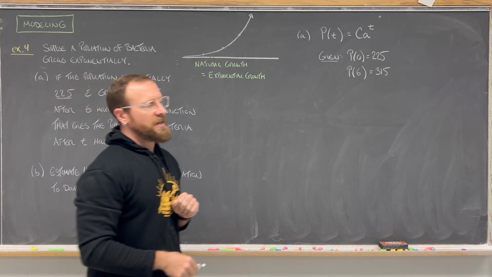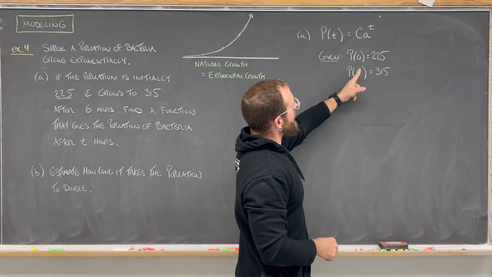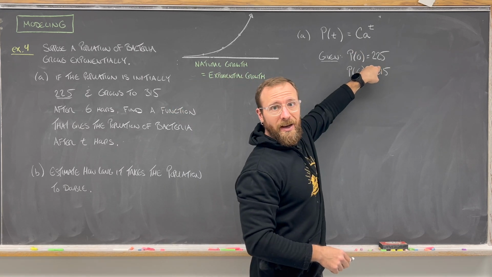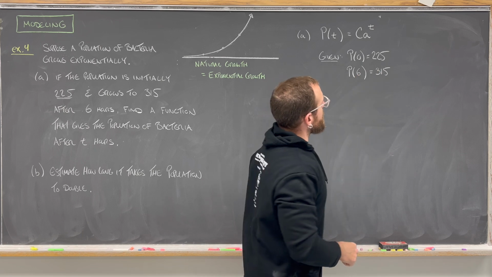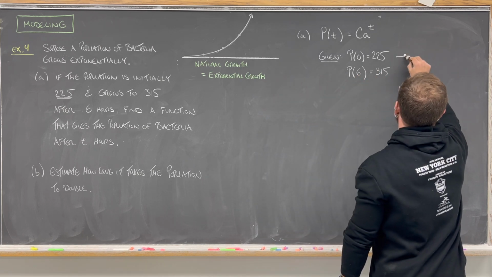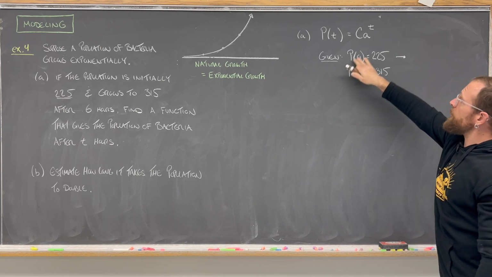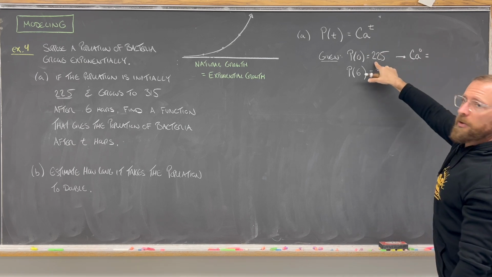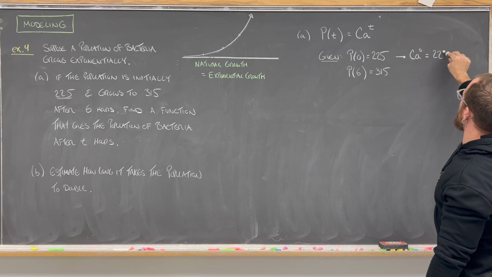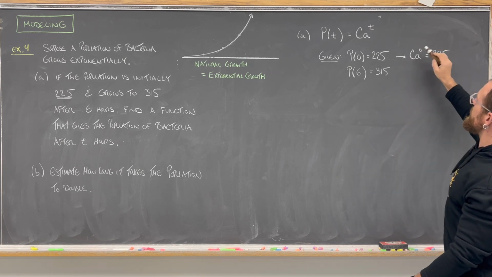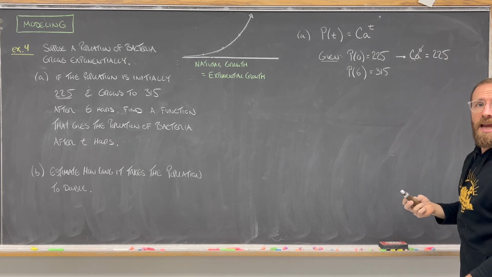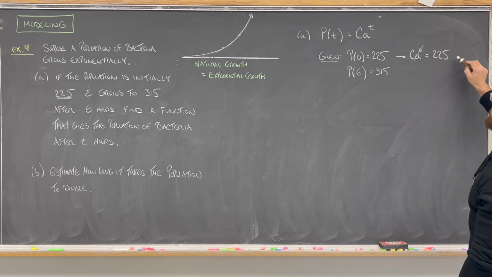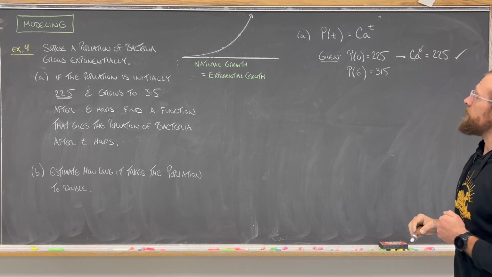It's very similar to the last example. Maybe you know automatically that C is going to be 225. That'd be a very good thing to see. If you don't see it immediately, well, what is P of 0? P of 0 would be C times a to the 0, and that's supposed to be 225. But a to the 0 is 1, so this is really just saying that C is 225. I have one of the numbers.